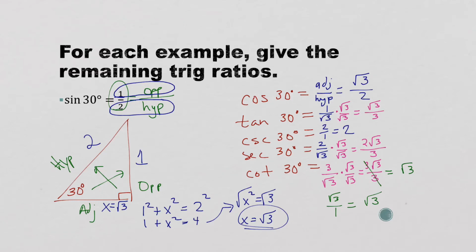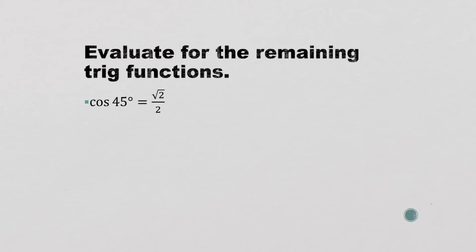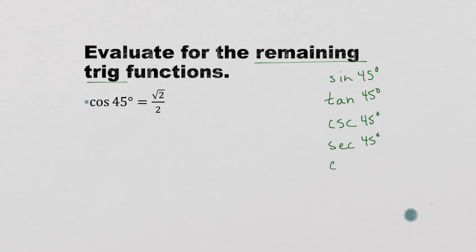Let's go on to another example. Here I have the cosine of 45 equals the square root of 2. So, to evaluate for the remaining trig functions, I need to make sure I know I'm looking now for sine of 45 degrees. And if you, on your answers, are not putting the 45 with your sine or your cosine or any of your trig functions, those will be counted wrong. Tangent 45, cosecant, secant, cotan.